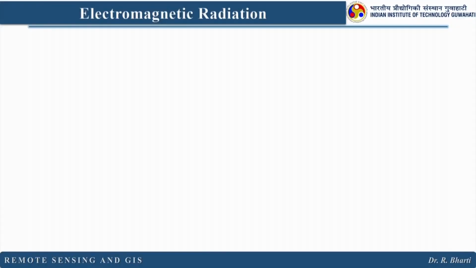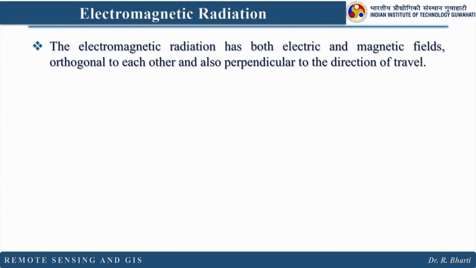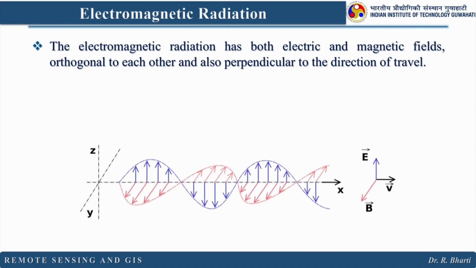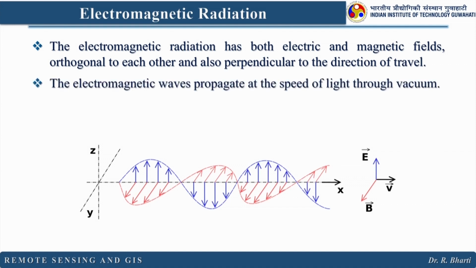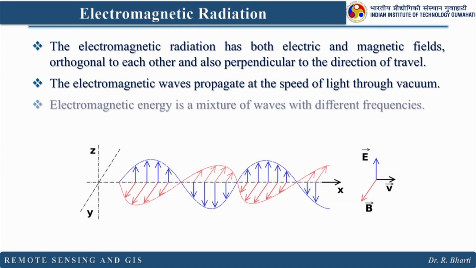So before we proceed, we have to understand what we mean by electromagnetic radiation. Electromagnetic radiation has both electric and magnetic fields orthogonal to each other and also perpendicular to the direction of travel. And here you can visualize this. So it has two different directions, which are perpendicular to each other, and then electromagnetic waves propagate at the speed of light through vacuum, because this is important. If there is a change in the velocity, then again everything will change, all the calculations will change.